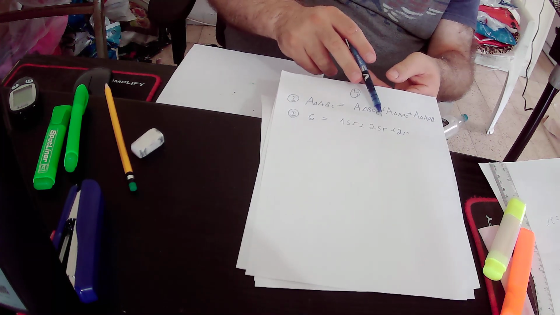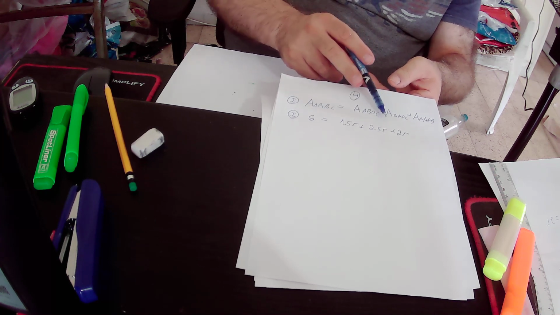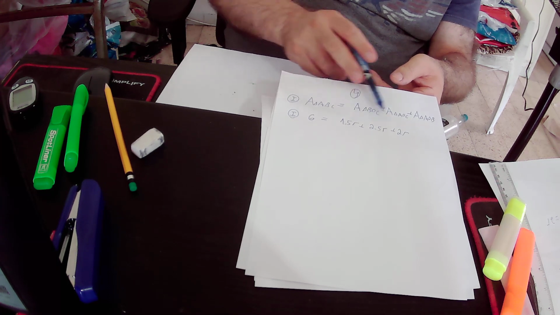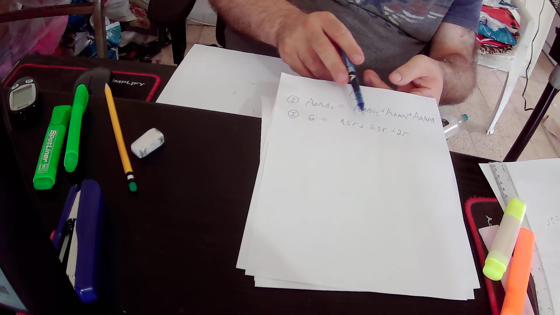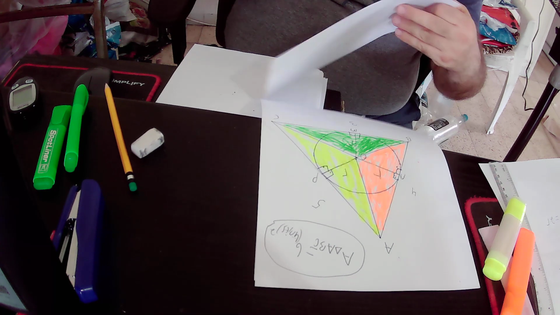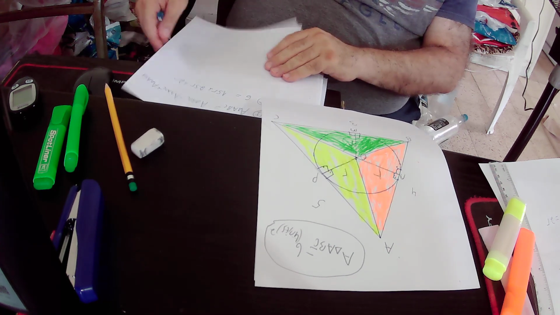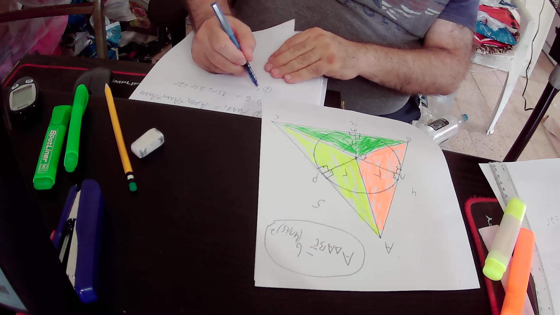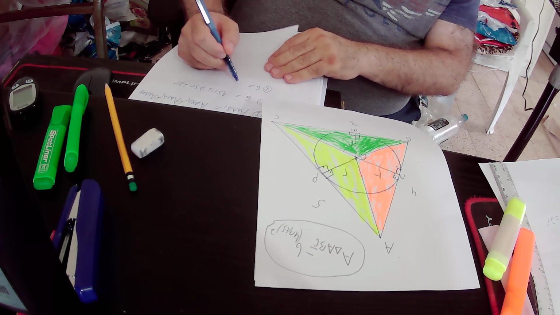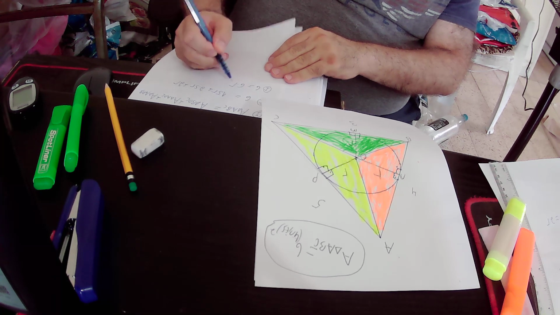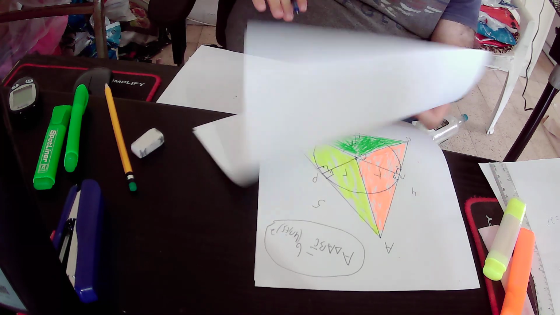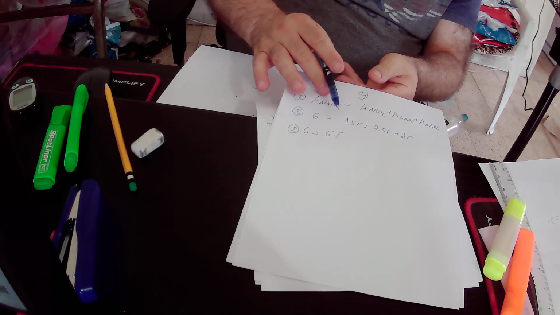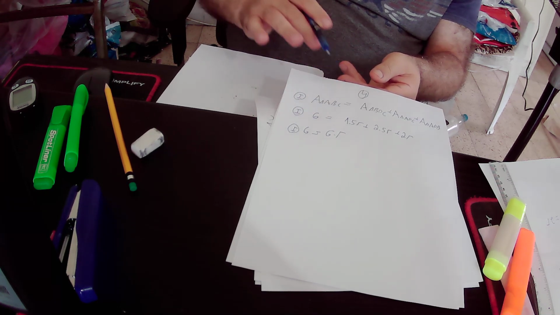1.5r plus 2.5r equals 4r, and 4r plus 2r equals 6r. So on this side of the equation we have 6 times r. So in total we get that 6 units squared equals 6 times the radius.